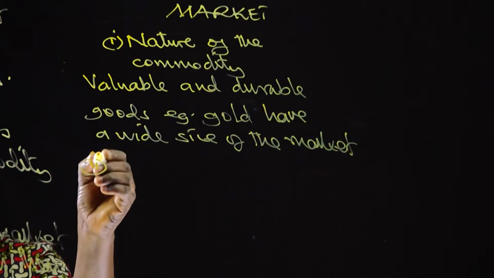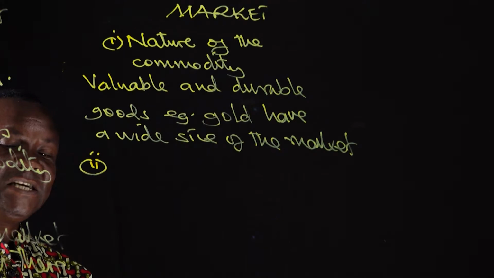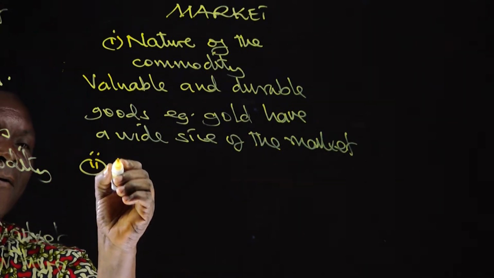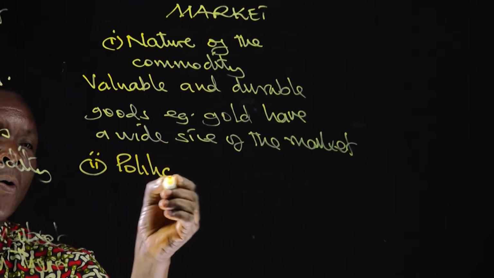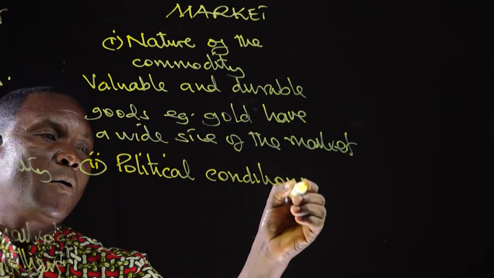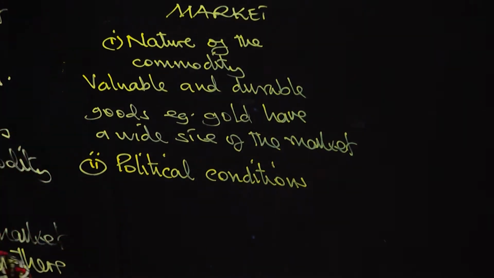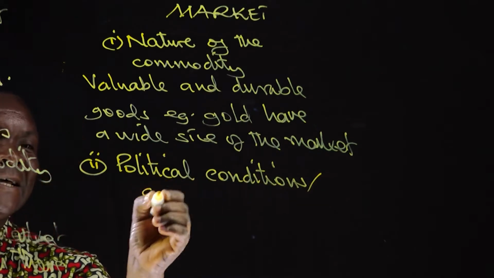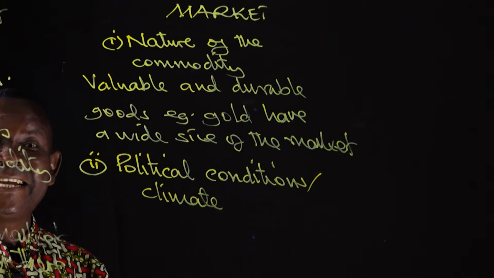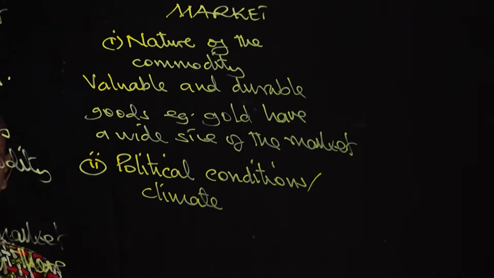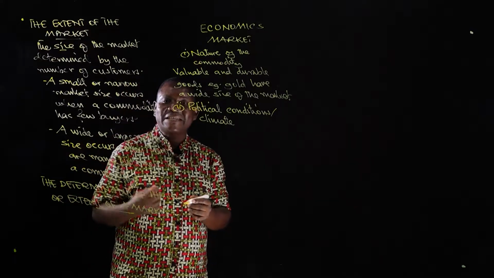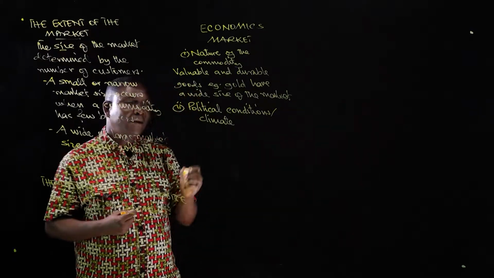The second factor which determines the extent of the market is political conditions, or what we say, political climate. Presence of peace and security helps to increase the size of the market, while political instability limits the size of the market.